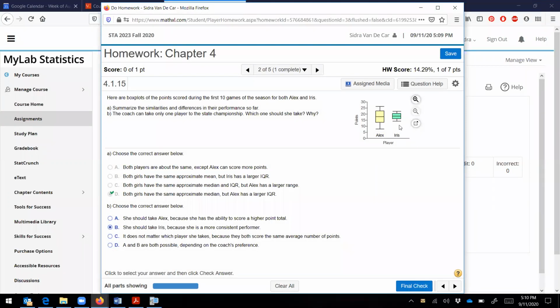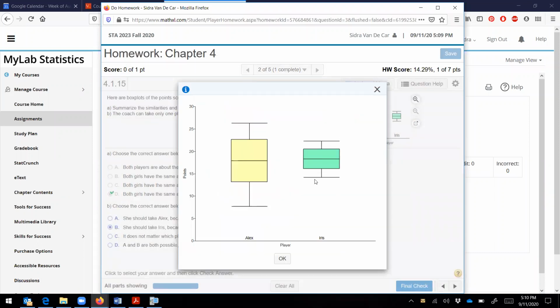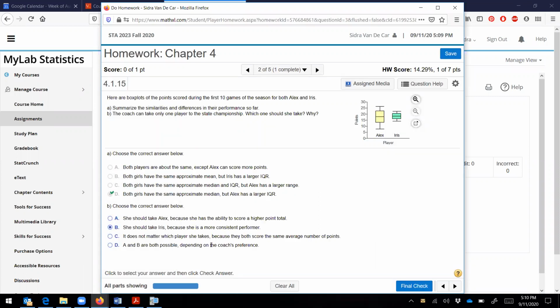Okay, but since we're going to the state championship, all right, I see. We don't necessarily want a consistent player. We want somebody who has the potential to score the highest. So we would want to take Alex because there's the potential that she could outperform Iris.